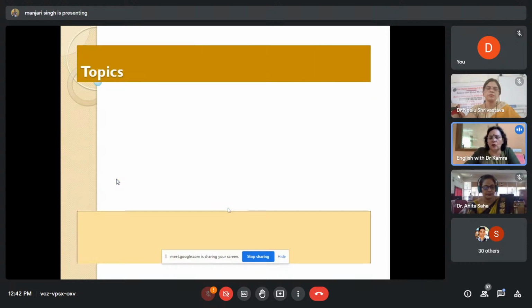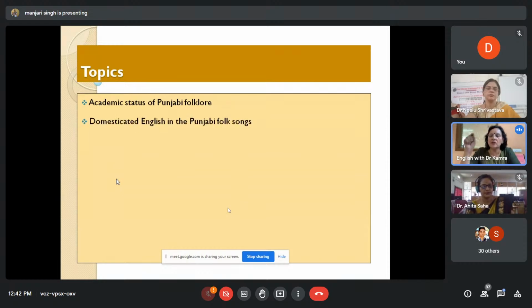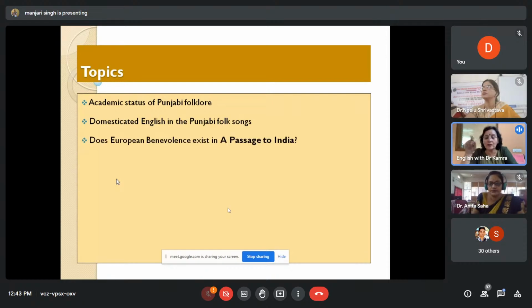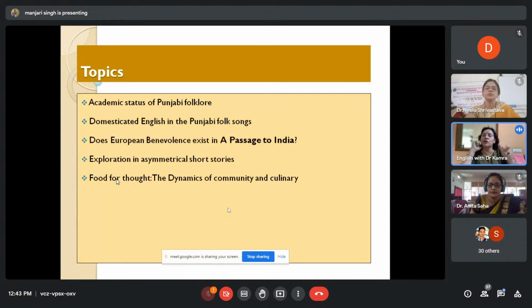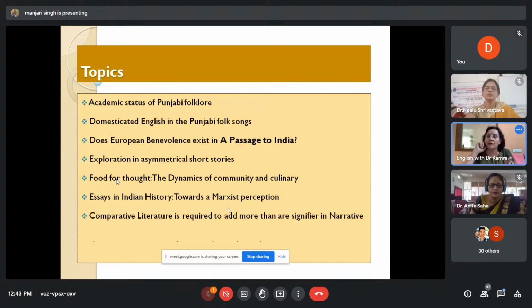So what are the topics which are commonly taken up these days? Academic status of Punjabi folklore. Research is being done, and I think it's almost at closure. Domesticated English in the Punjabi folk songs. Does European benevolence exist in A Passage to India? See, European benevolence is the term used by Gayatri Spivak. She says, for example, we were given railways in India by the East India Company, but was it European benevolence or for their own need?